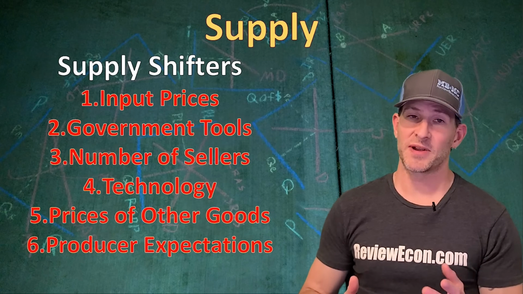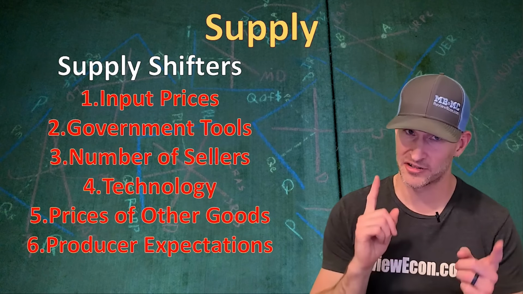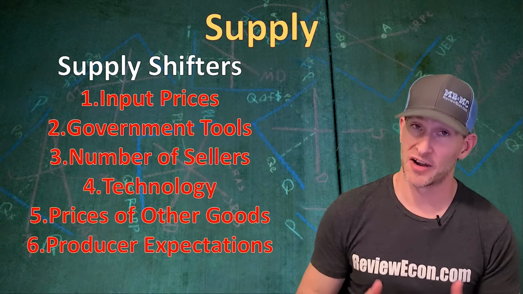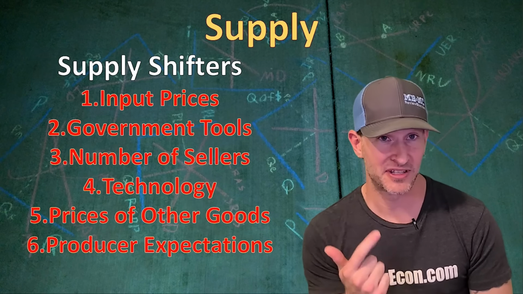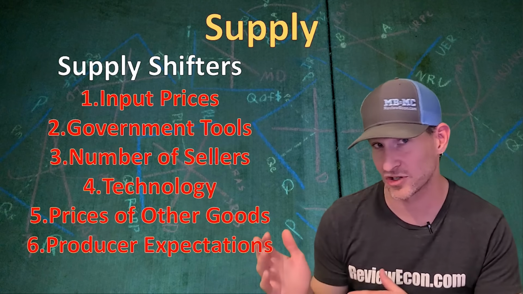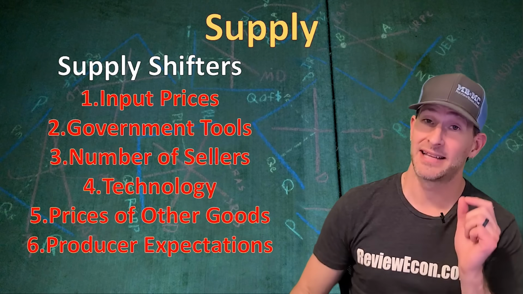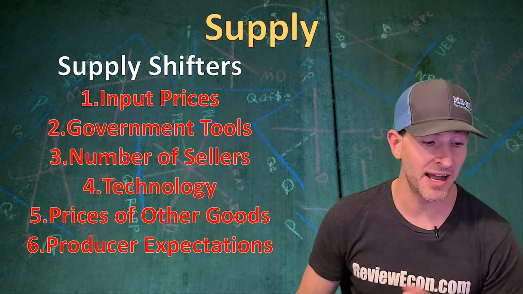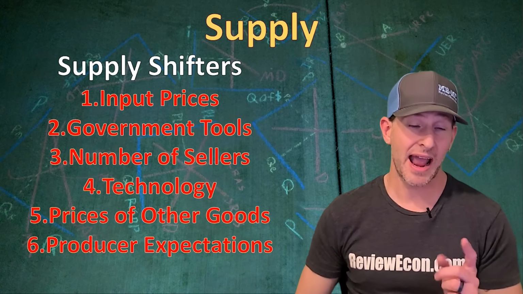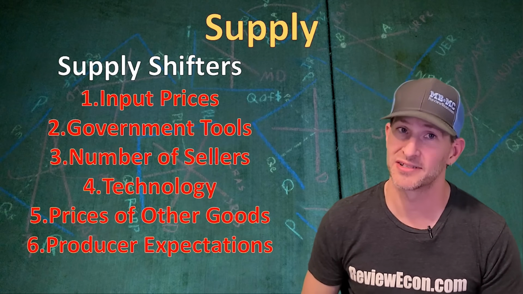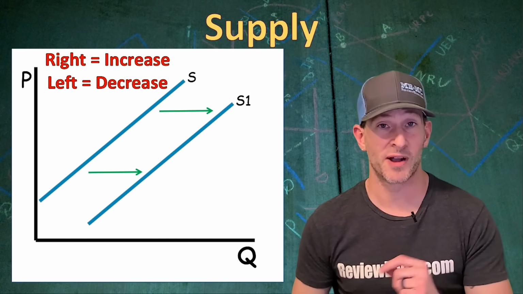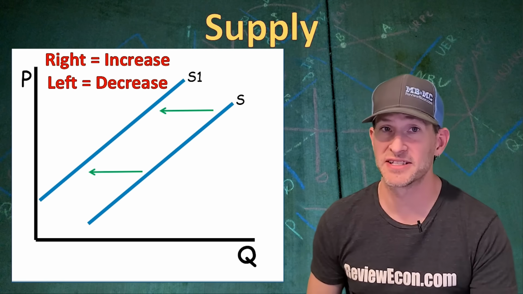The supply shifters we have are input prices. There's an inverse relationship between the price of resources and the supply curve. Government tools, that's taxes, subsidies, and regulations. The number of sellers, an increase in the number of sellers will shift that supply curve to the right. Technology will increase supply, and so will the prices of other goods that these producers can produce. And then, of course, producer expectations is our last one. If any of those things change, it's going to shift our supply curve to the right if it's an increase, or to the left if it's a decrease.